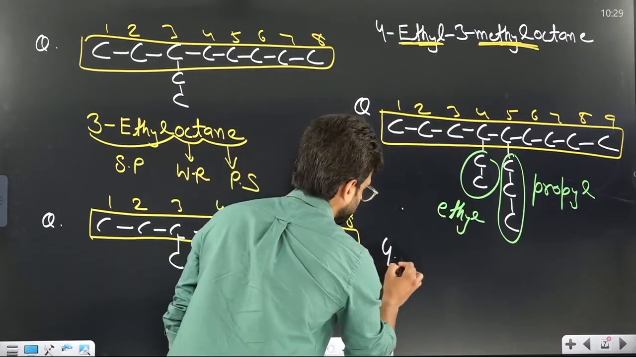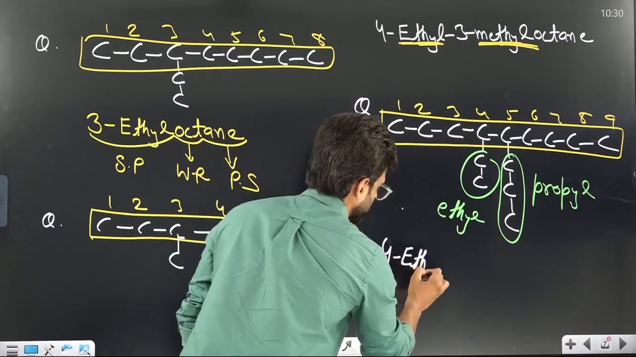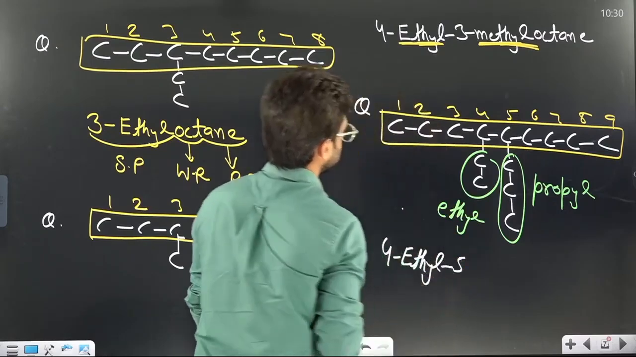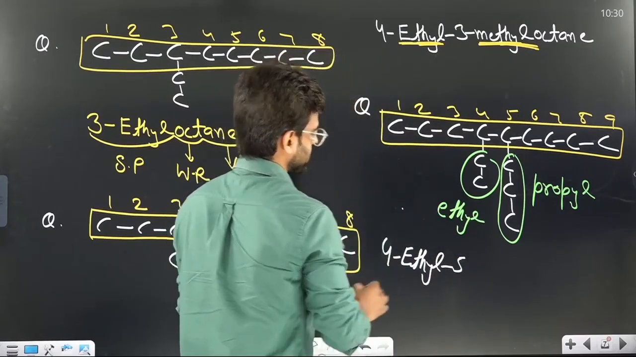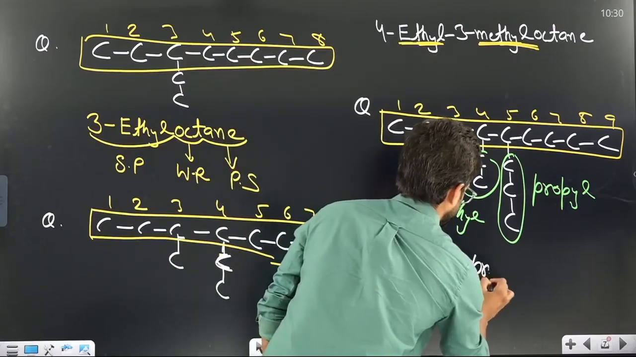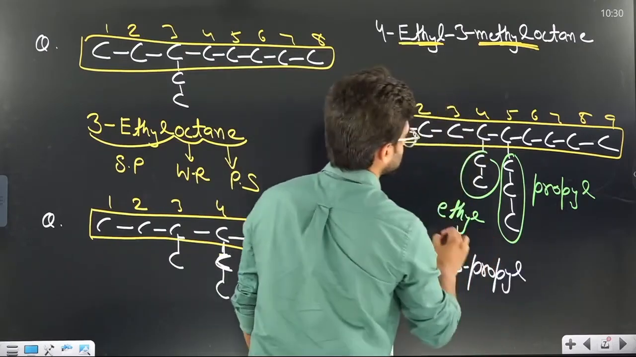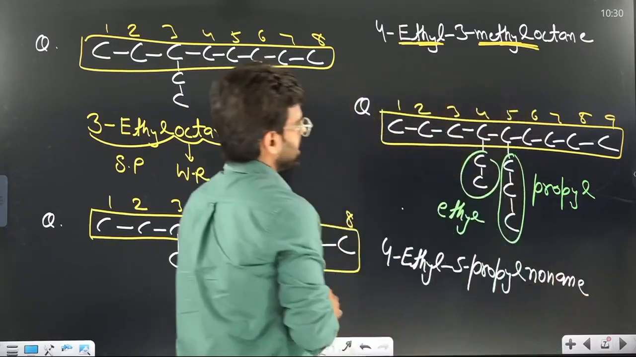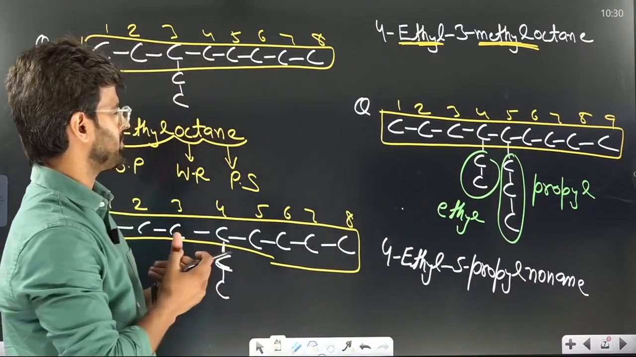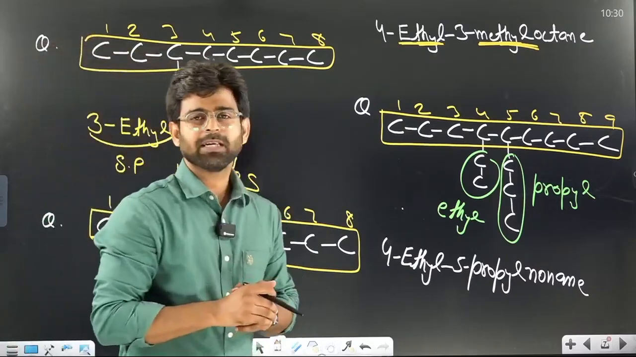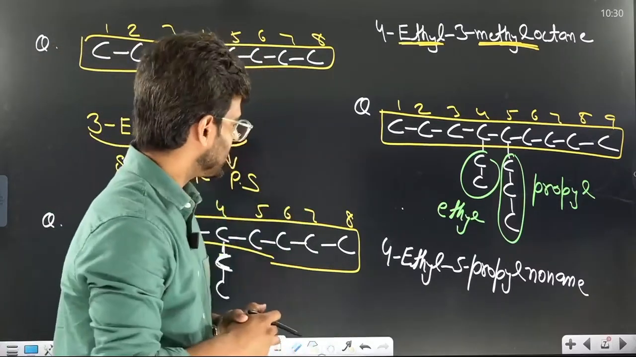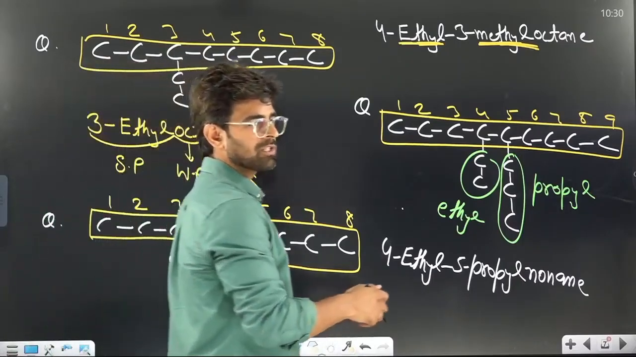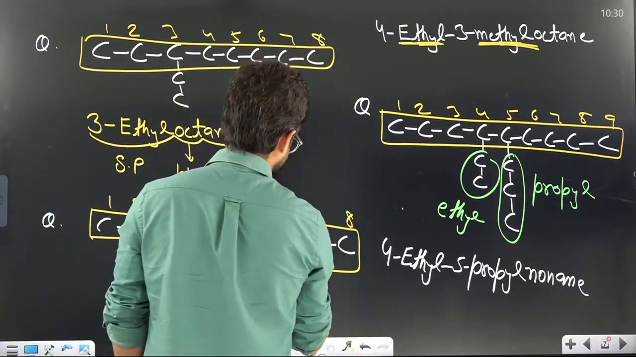So I will say 4-ethyl, 5-propyl. How many carbons? Nonane. 9 means nonane. Clear? Are we clear? 4-ethyl, 5-propyl, nonane. Very good, very good. Okay, one last question for today.